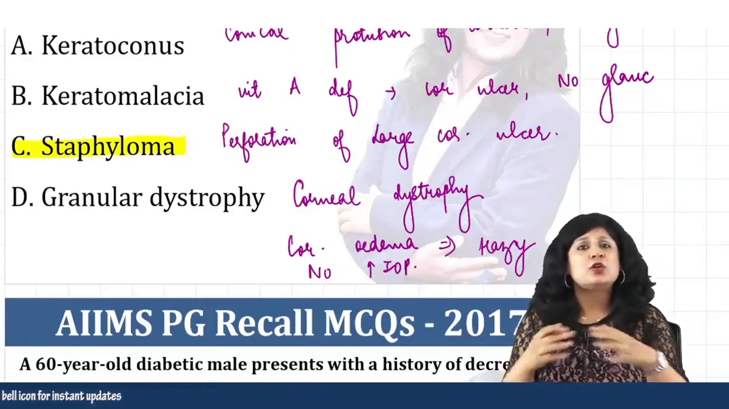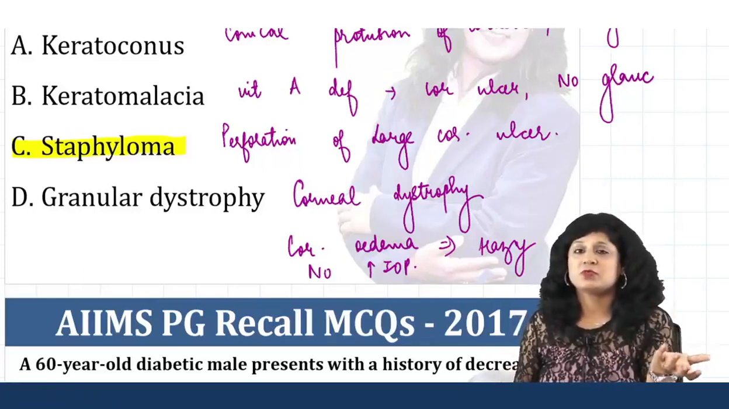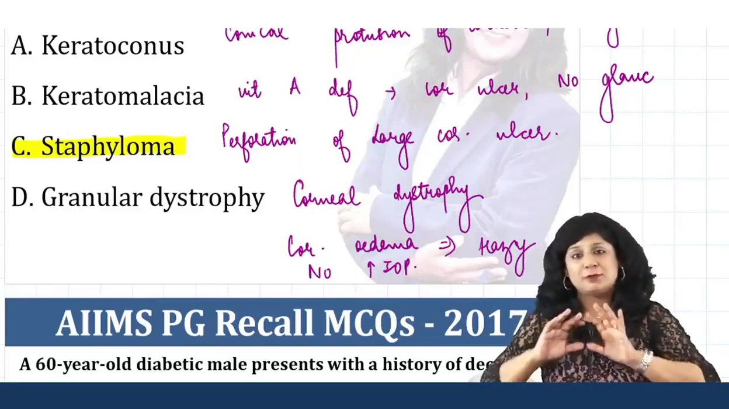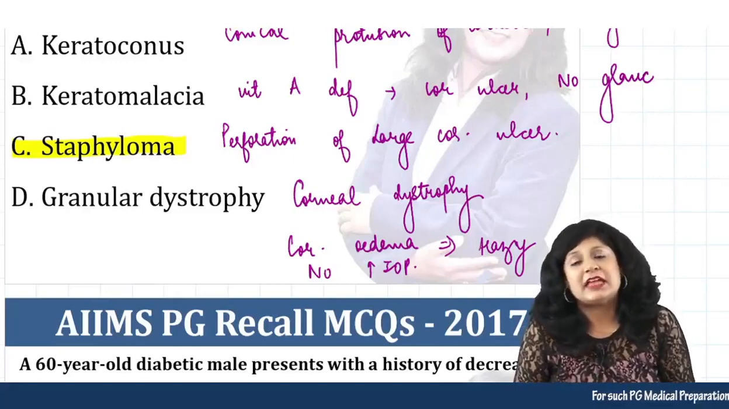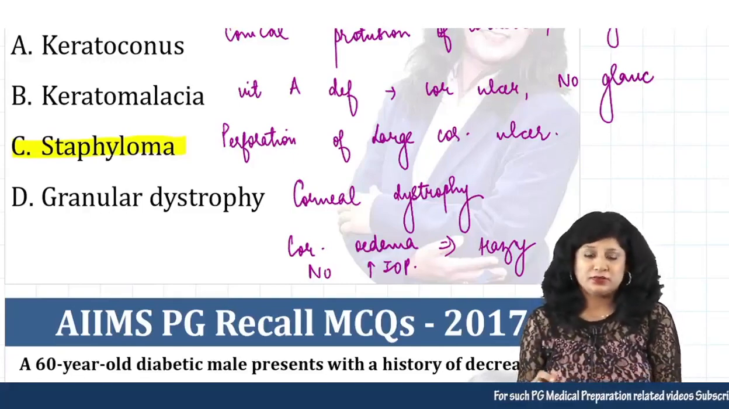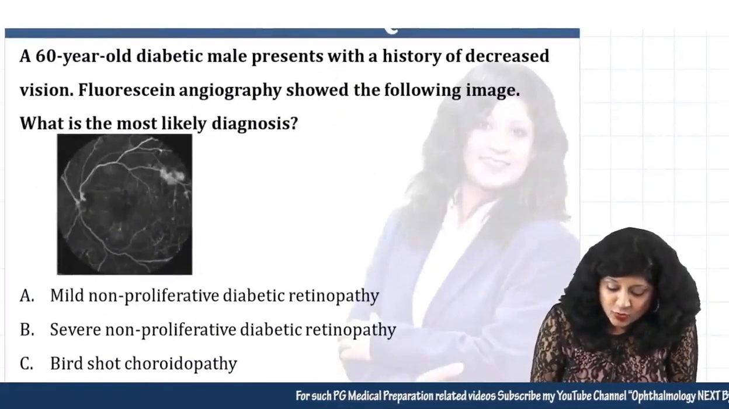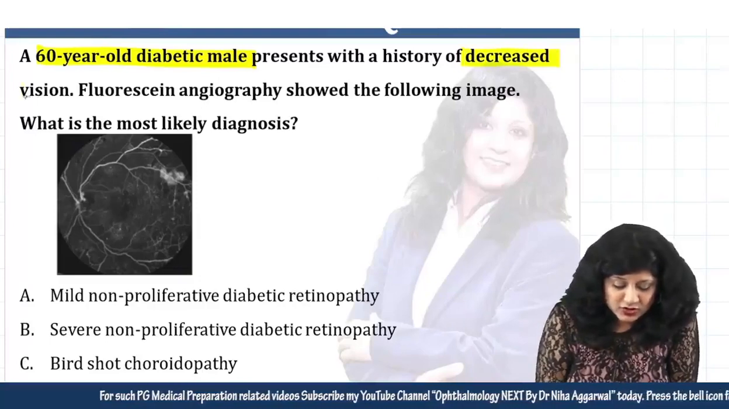When there is lot of inflammation, these inflammatory cells will be blocking the trabecular meshwork, there will be raised intraocular pressure, and this raised intraocular pressure will push all of these things anteriorly, and that will give you the anterior staphyloma, right? Next question, a 60-year-old diabetic male presents with the decreased vision.